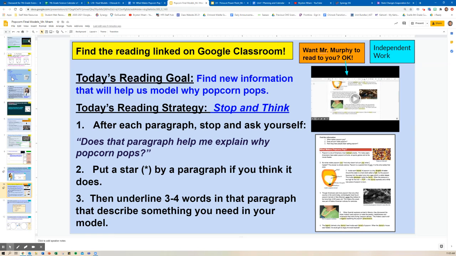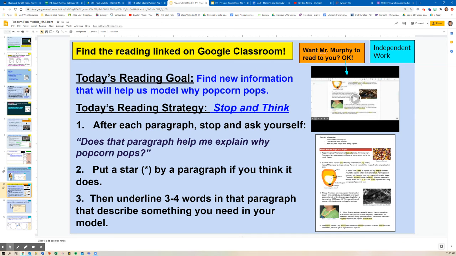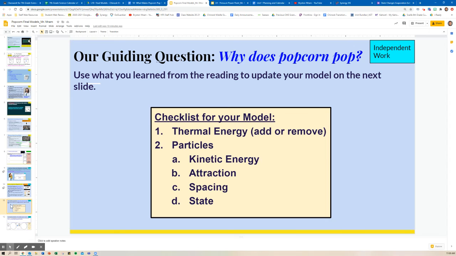After each paragraph, you're going to stop and think to yourself, does that paragraph help me explain why popcorn pops? Put a star by a paragraph if you think it does, and underline 3 to 4 words in that paragraph that describe something you need in your model. As you can see here, the article is linked right when it loads. It's a very short article that should help you with the popcorn model. And this is kind of you wrapping up the unit.